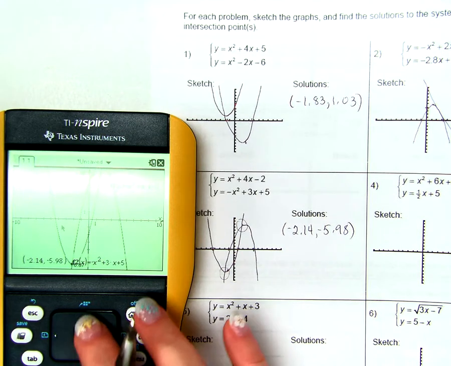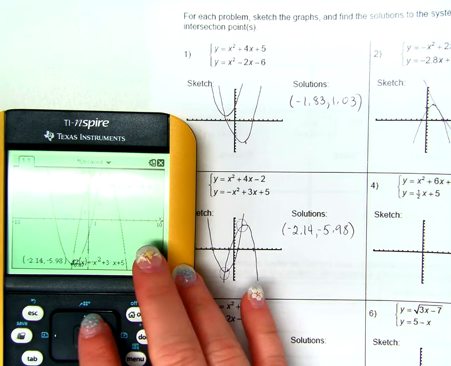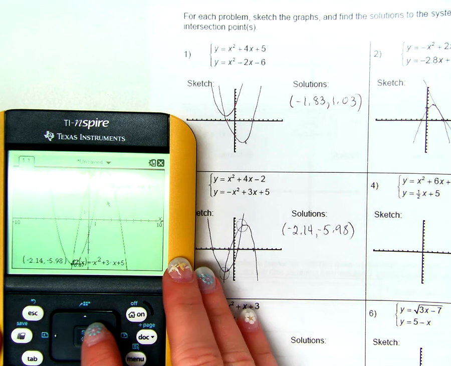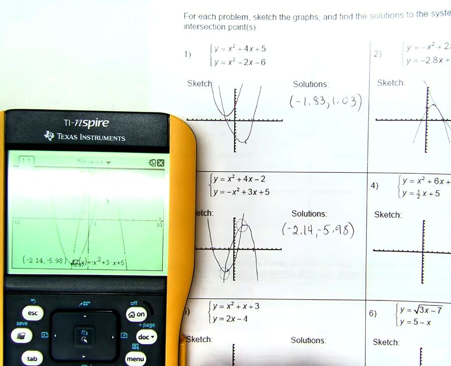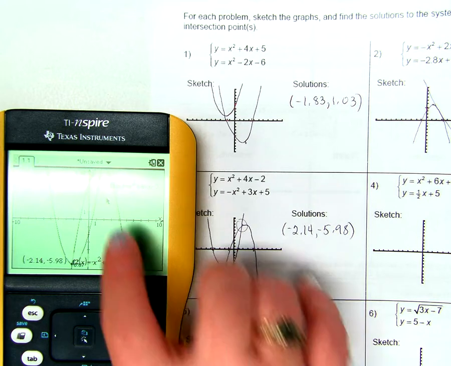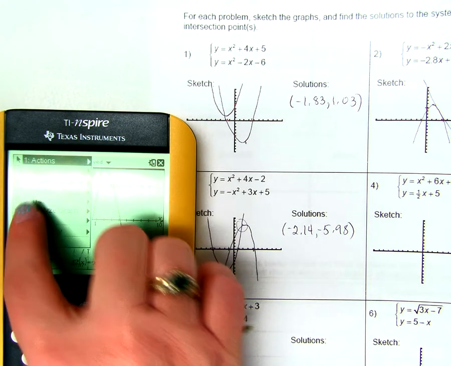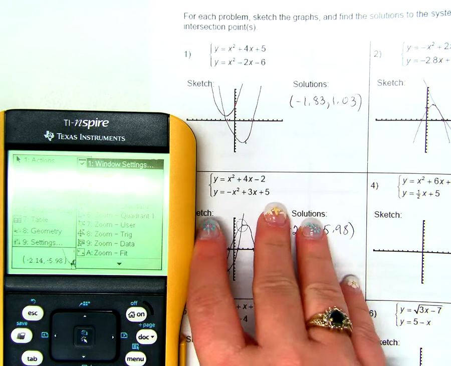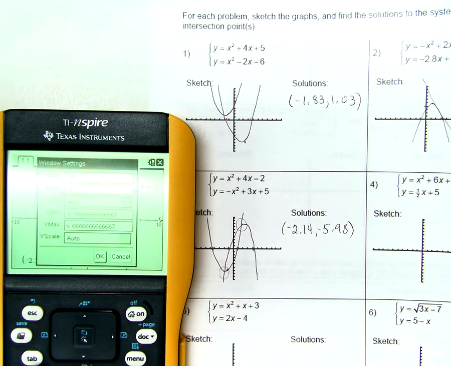Okay, in problems like this, aren't you glad I'm not making you do this just by hand, because these are ugly numbers. Now, the problem with this next one is I'm not going to be able to see that point of intersection. It's not going to show it to me because it's not in my window. So I'm actually going to have to fix my window. All I need is my Y max a little bit greater. So let's just go ahead and make my Y max 10.